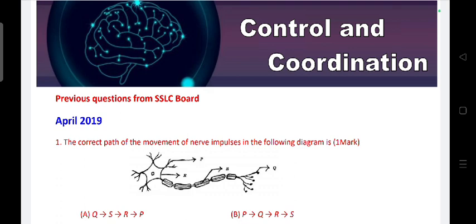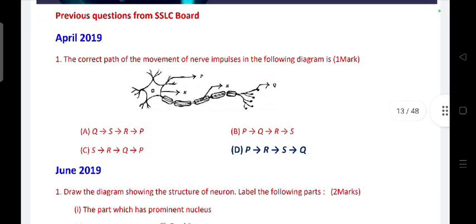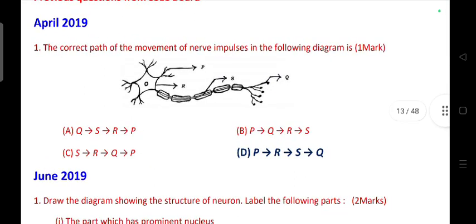I'll give the PDF file. So this is the chapter control and coordination. From this chapter in April 2019, in multiple choice questions, one question was asked. This is a 1 mark question. The correct path of the movement of nerve impulse in the following diagram is, so the answer is P R S Q. So this is the answer.